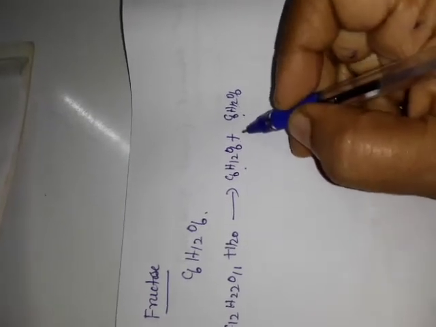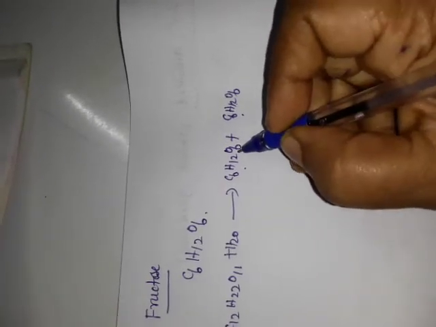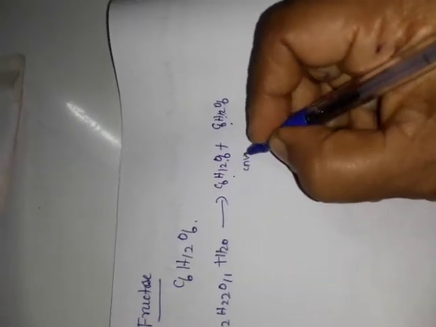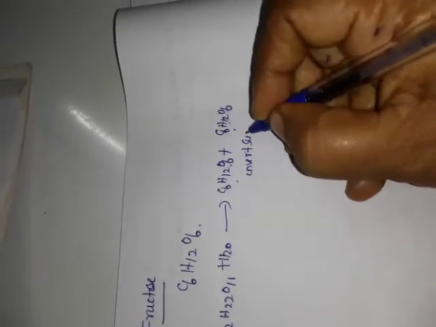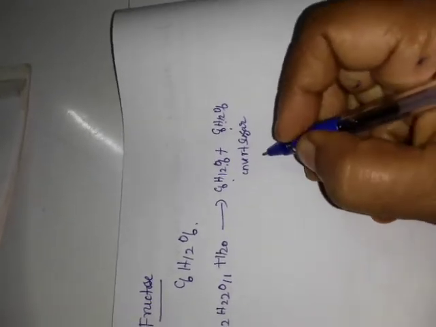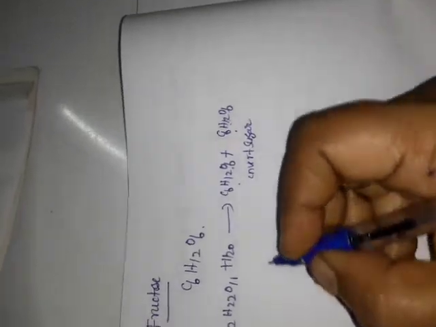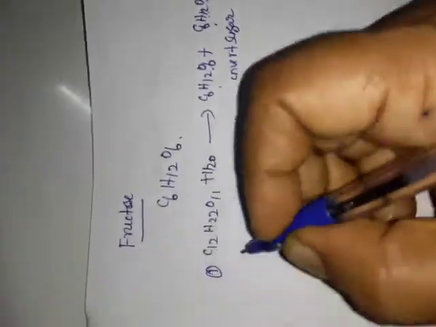This mixture having equal amount of glucose and fructose is termed as invert sugar. This is the first preparation.